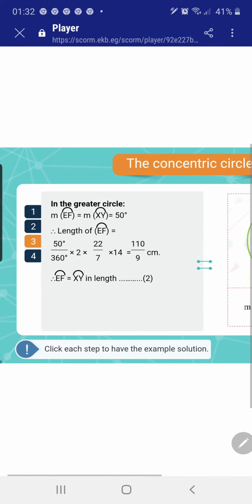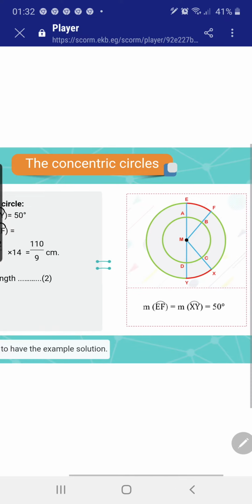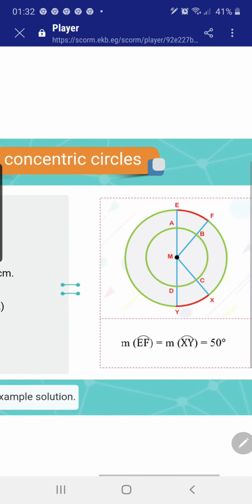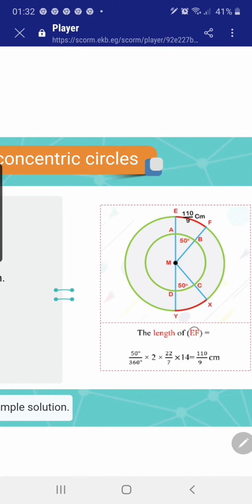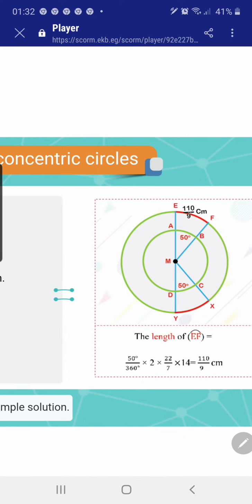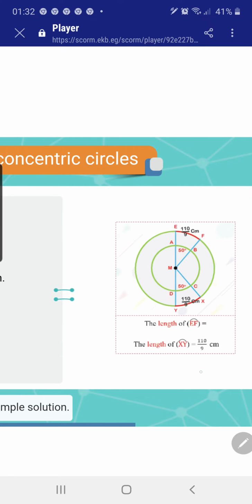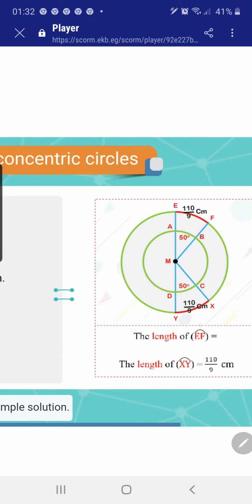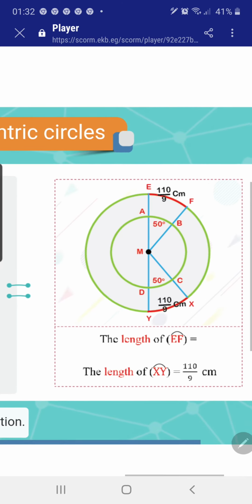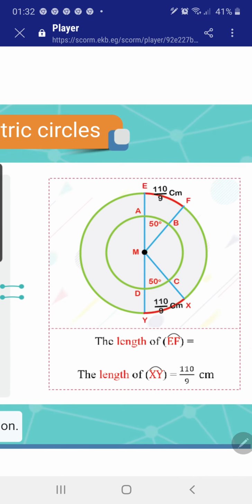The same happens in the greater circle, where the measure of the arcs EF and XY equal 50 degrees. Then the length of the arc EF equals 50 multiplied by 2 pi multiplied by 14 over 360, which equals 110 over 9 centimeters. And that means that the length of the arc EF equals the length of the arc XY, which equals 110 over 9 centimeters. And this is the second requirement.